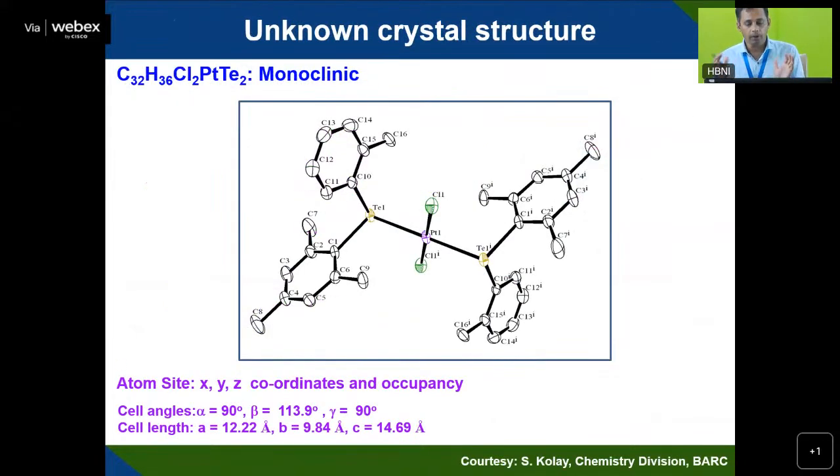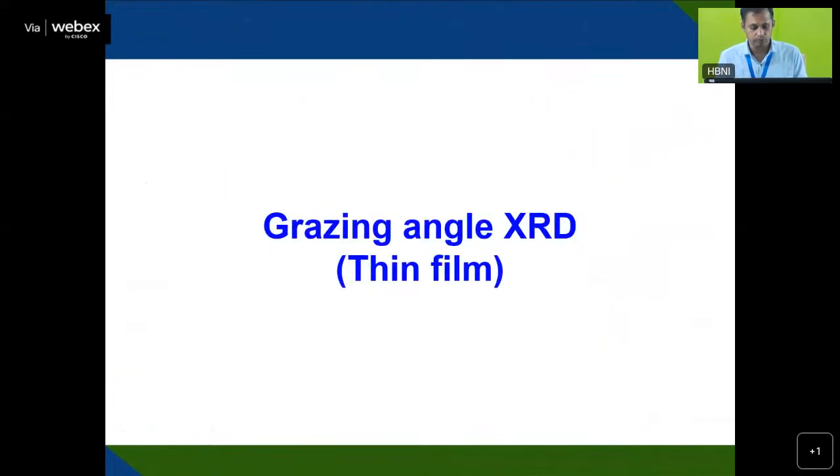Similarly, take an unknown material synthesized in the lab, with formula C32H36Cl2Pt, a platinum and tellurium compound, a monoclinic compound. You can create a density pattern using the atomic sites. From the X-ray data you can know the XYZ coordinates and occupancy. You can find out the cell angles as well as the cell lengths. All these things you can find out, and finally you can identify this structure using the available software.